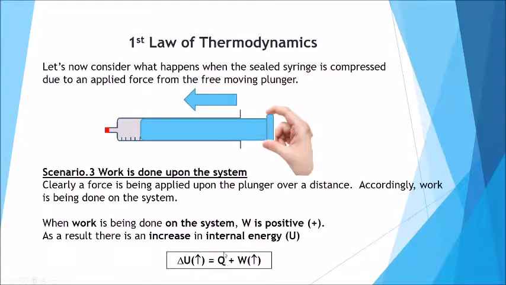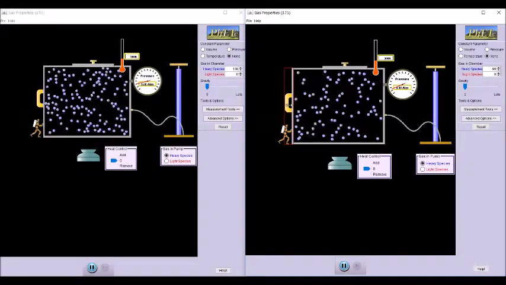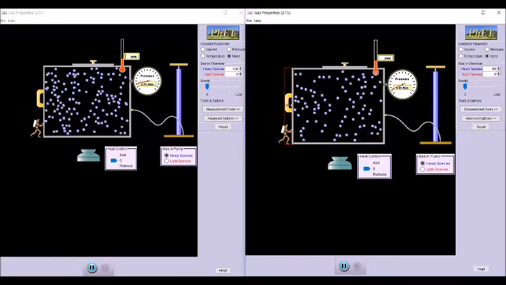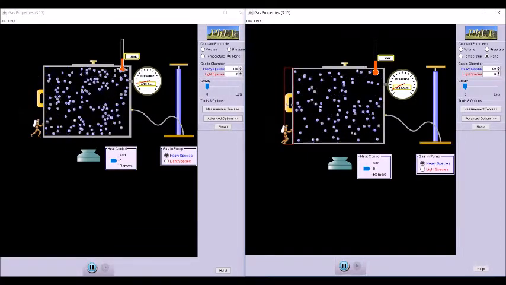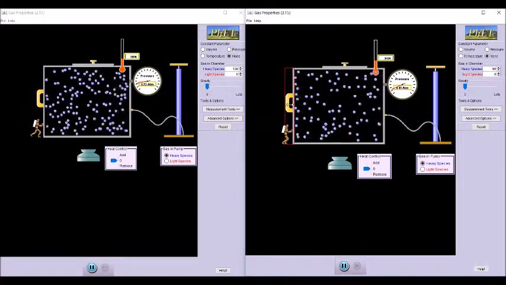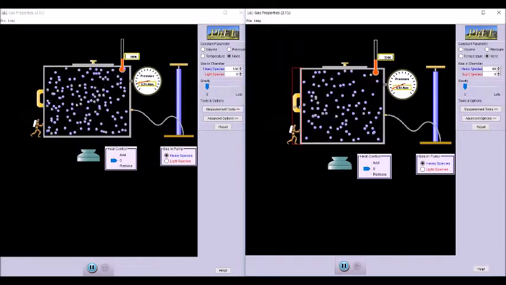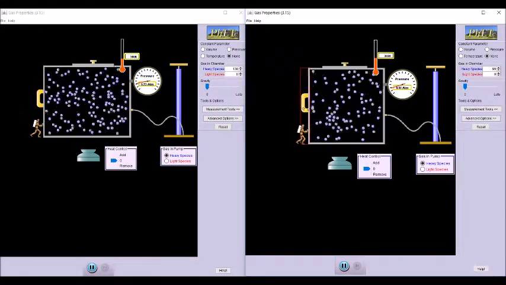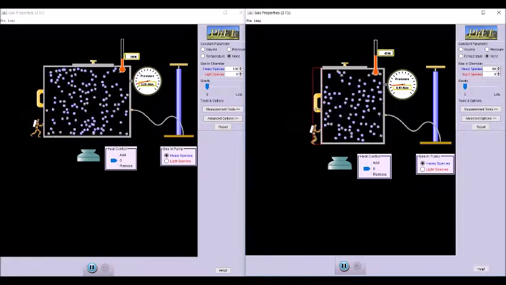So again, our equation here, we're not adding any heat, but we have done work on the system, and as such, the internal energy increases. In this scenario, we're going to do work on the system. Okay, so we're going to apply a force through a distance or a displacement, and you can see the effect immediately.